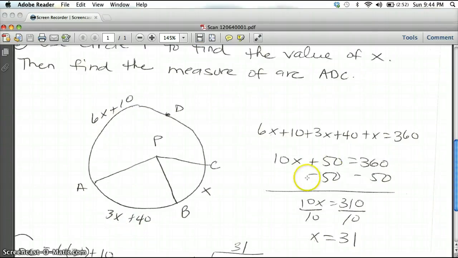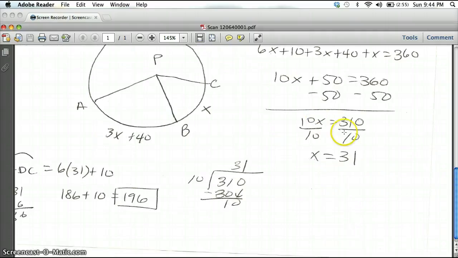So I went ahead and combined like terms. So 6 plus 3 is 9x, plus x is 10x, and then 40 and 10 is 50, and that is equal to 360 degrees. I subtract 50 from both sides. 10x is equal to 310. I divided by 10, and I got x is equal to 31.